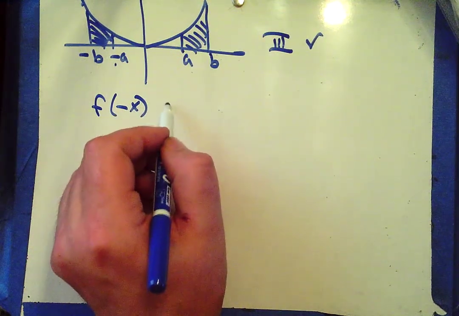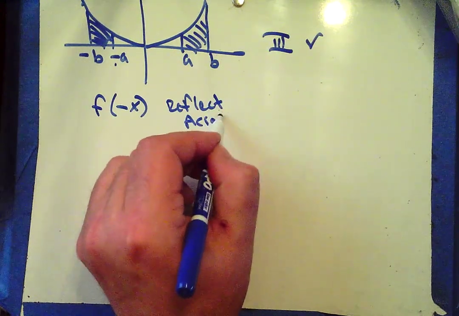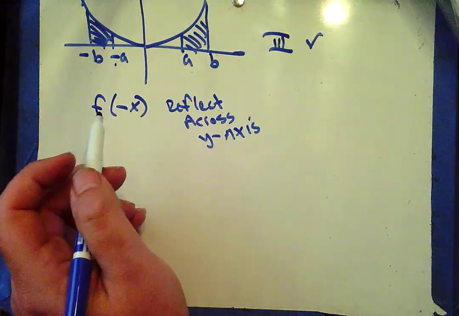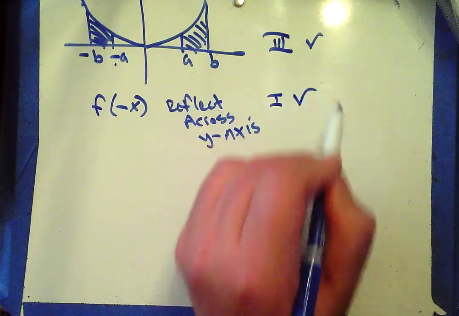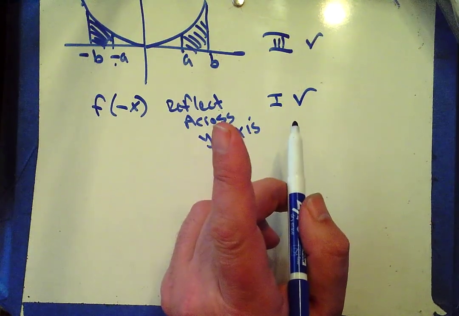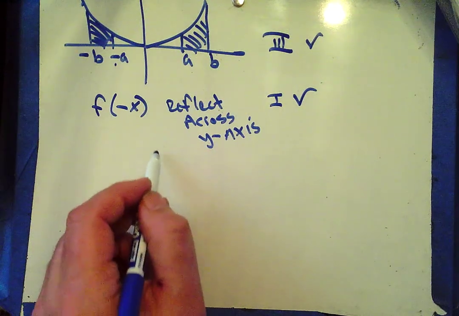This is a reflection across the y-axis. And that's what an even function does. So Roman numeral 1 works. Now, the absolute value from a to b, that's a little different.